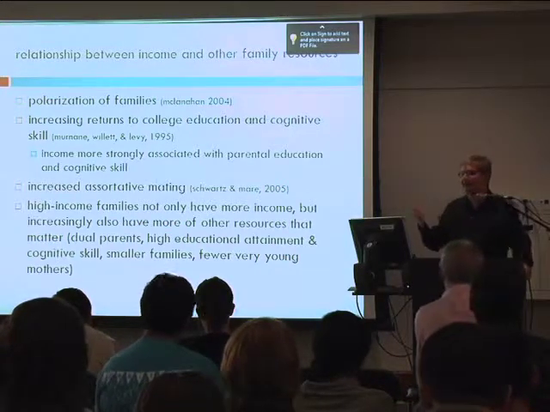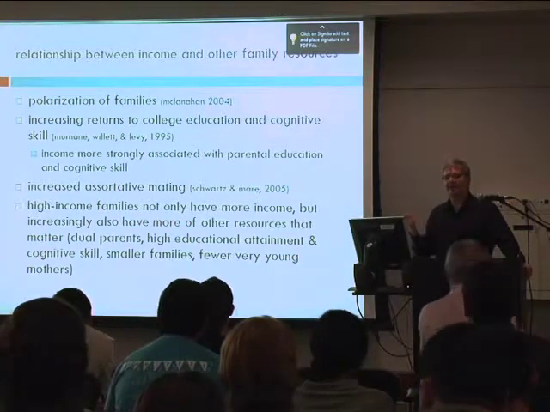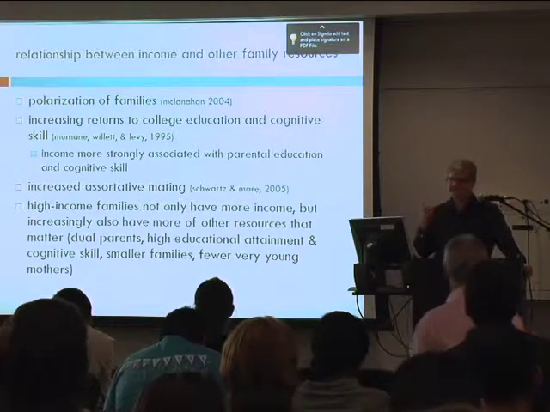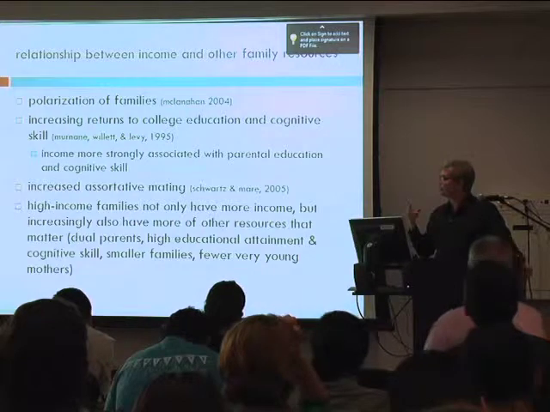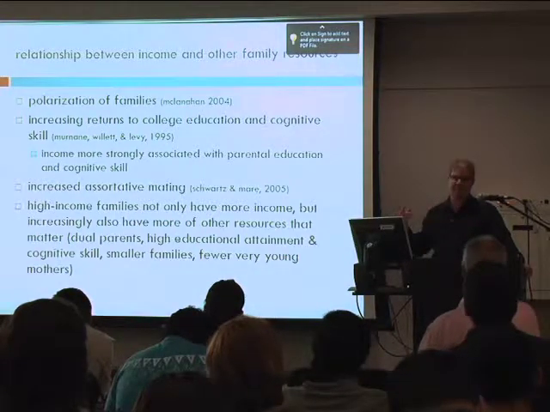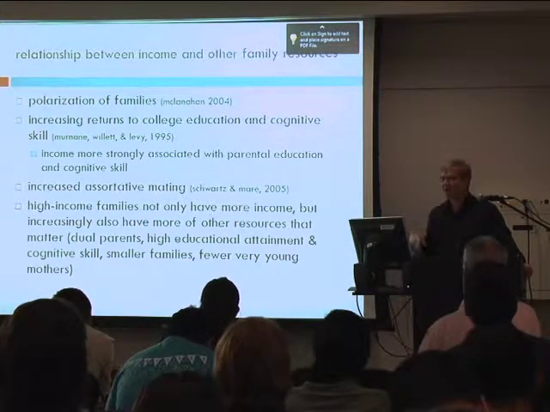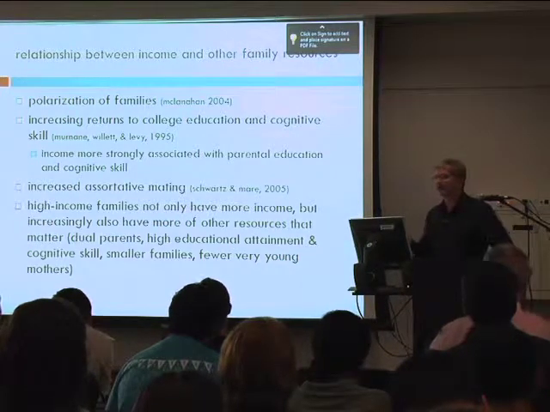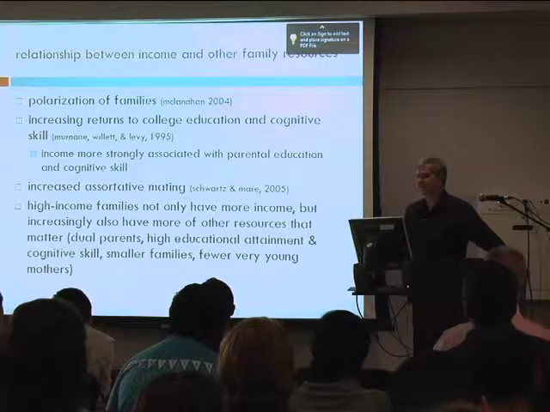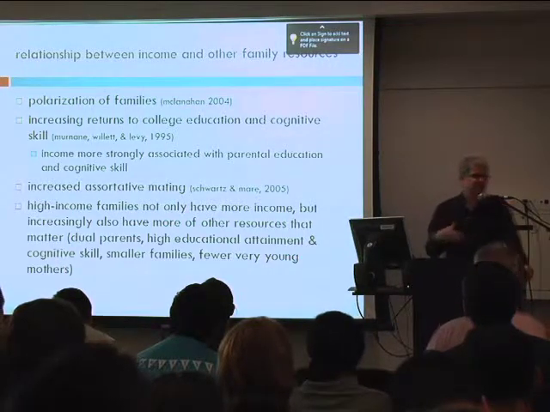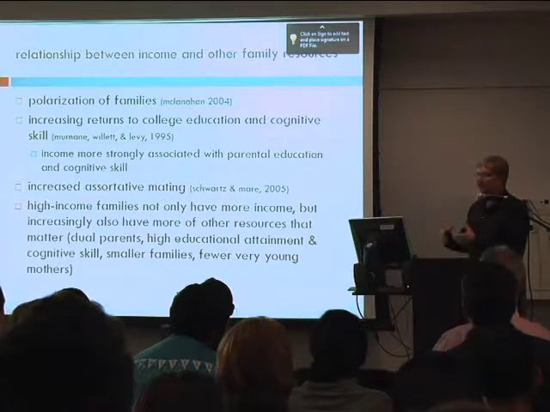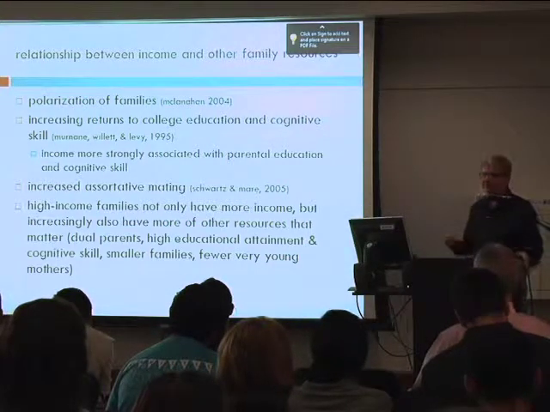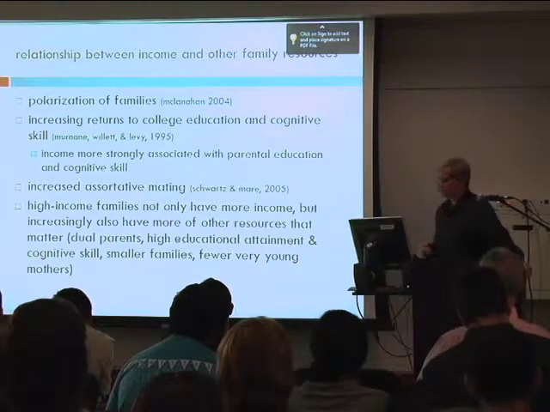So if you have high income now, it's not just that you have high income, but you also are much more likely to have two well-educated parents, and dad is employed and mom is either employed or staying home. And if you have low income, it doesn't just mean you have low income, but you have a less educated mom who's underemployed or unemployed and had you relatively young and therefore has a lot of stress in her life. And so this polarization of families means that income travels increasingly with these other family features.